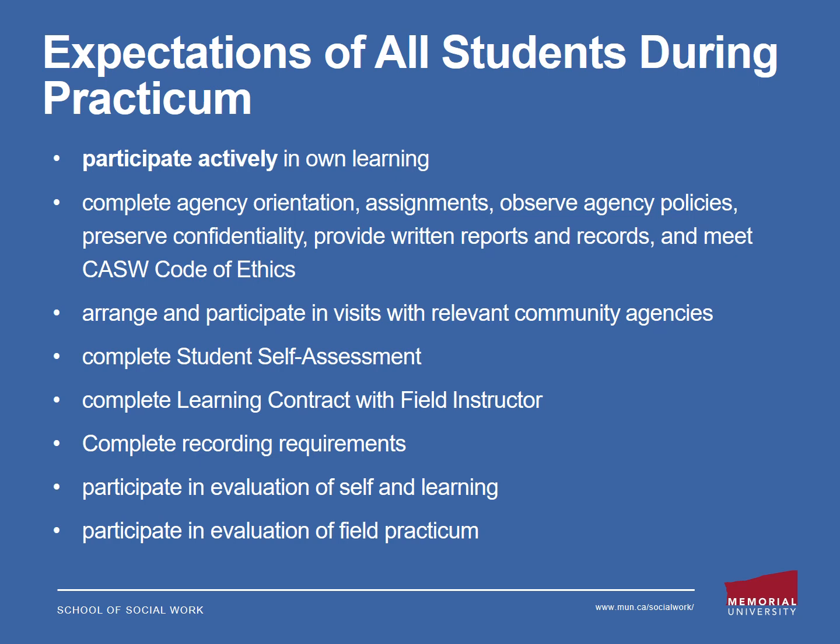Complete the agency's orientation and assignments, and observe agency policies. You'll also be preserving confidentiality, which is so important as you have a huge responsibility when working with clients and with vulnerable people and having access to their lives. You're going to provide written reports and records as documented within the agency, and obviously you are going to meet the CSW Code of Ethics. As previously mentioned, as part of your orientation process, you can also participate in relevant agency visits. During your practicum, you'll be completing a student self-assessment, learning contract, and have a number of recording requirements. We will discuss these expectations in more depth shortly.